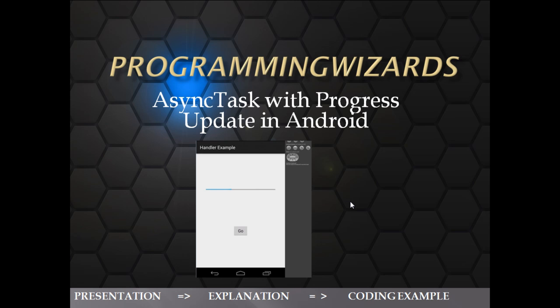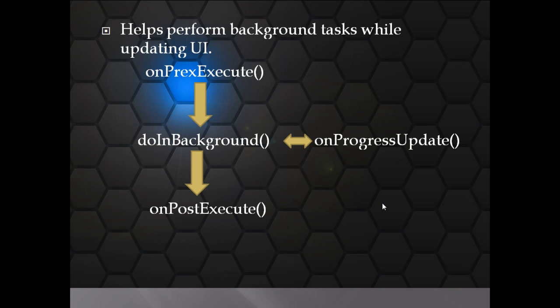Today we're going to talk about a very important class in Android, AsyncTask. AsyncTask is an abstract class that helps us perform background operations, while at the same time giving us a very easy way of publishing updates to the graphical user interface. So, I will start off with a brief presentation.